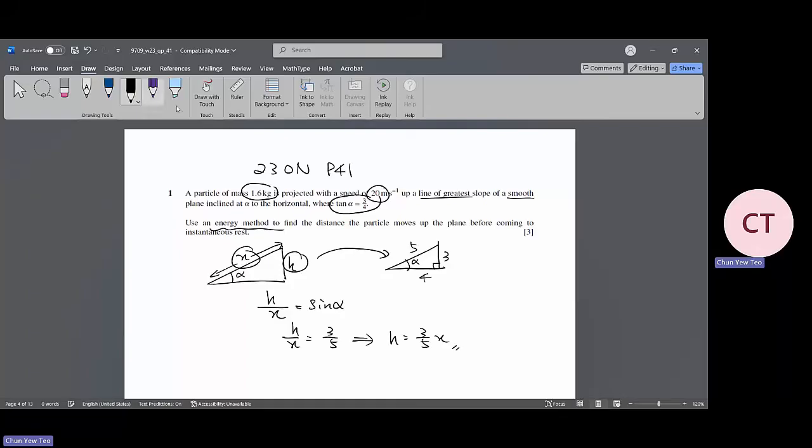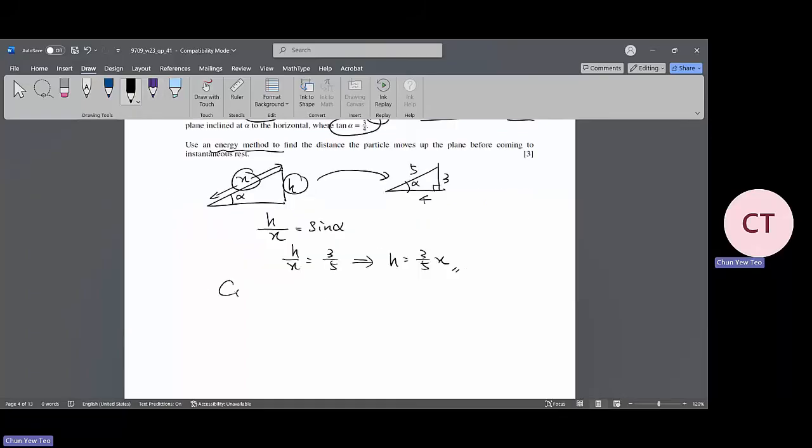Then by using conservation of energy, we have the PE gain is equal to the KE loss. So you have mgh is equal to half m of u squared minus v squared. Because they say it comes to instantaneous rest, we know that v is 0. So you can cancel the m, and you will get u squared is equal to 2gh.